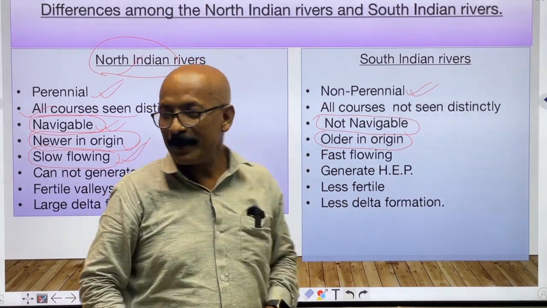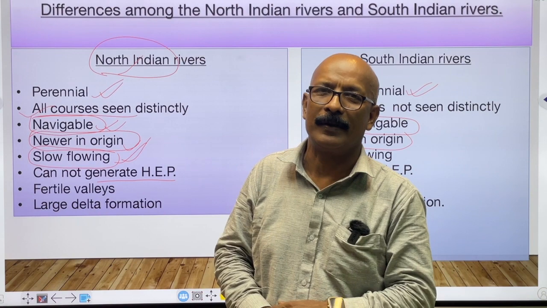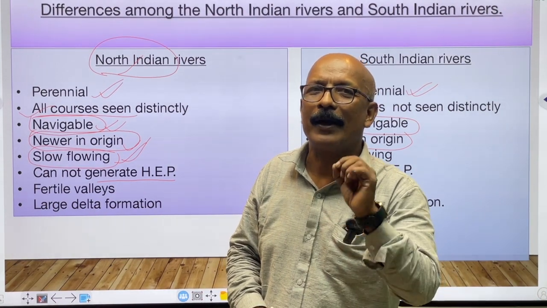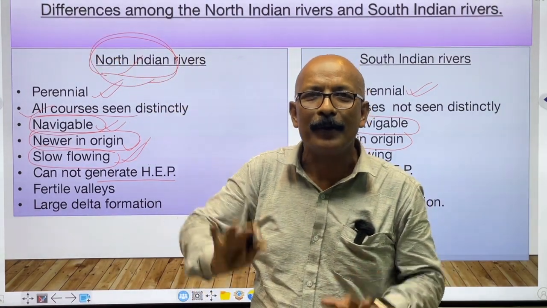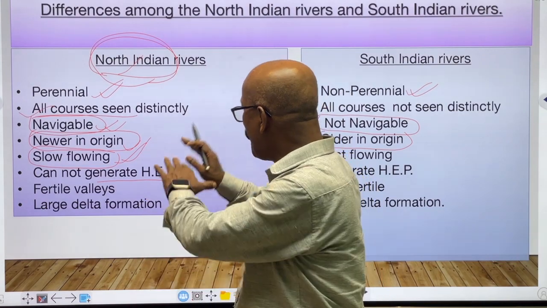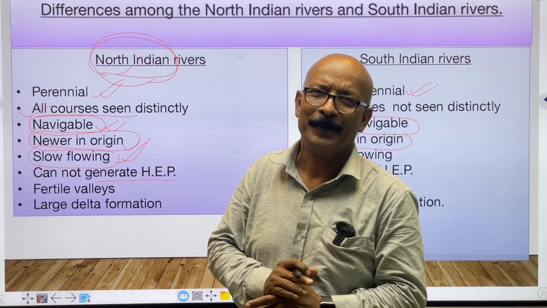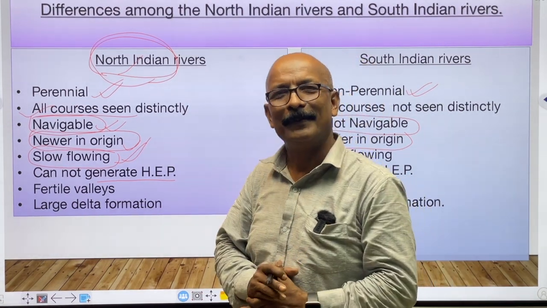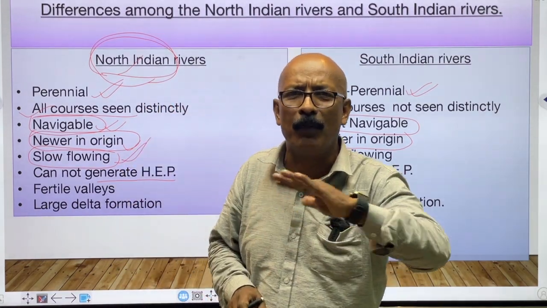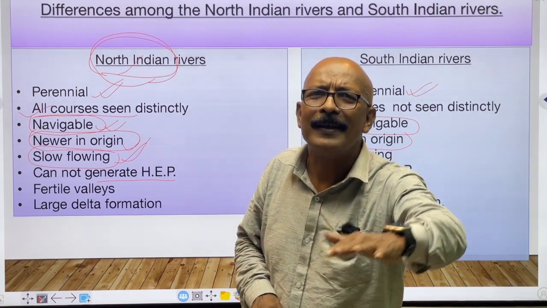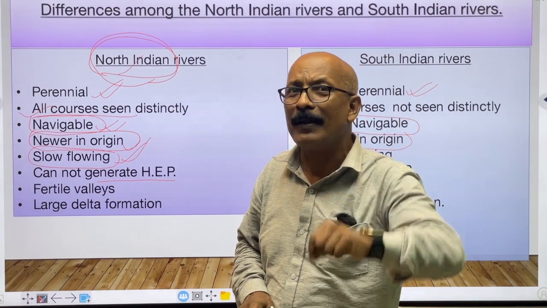Okay. Next, number 6, cannot generate HEP. HEP means hydroelectric power. Hydroelectric power cannot be generated from the rivers belonging to northern India. Why? Because for the generation of HEP, we need a maximum current in the river system. We need a maximum velocity of the current. But the rivers of northern India flow very gently, very politely all through the course, except the mountainous region, except the Himalayan mountainous region.